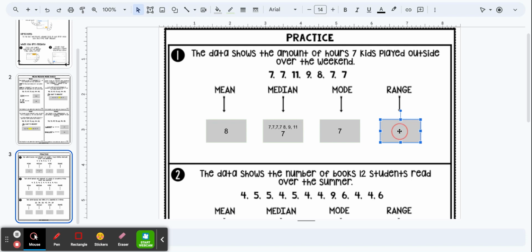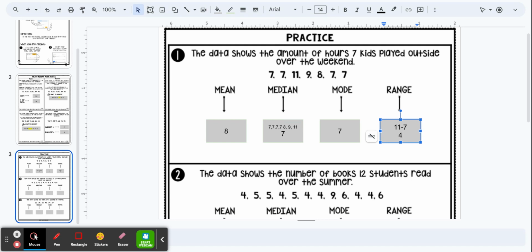And then for our range, again, we already have them in order from least to greatest, so that's kind of nice there. We want to find the difference. So remember, you have to start with the largest number. You don't want to do 7 minus 11 because that's going to get you a negative number, and that's not going to be correct. So you have to start with the largest, then subtract the smallest number. So our range is going to be 11 minus 7. That is 4. So our range is 4 here.